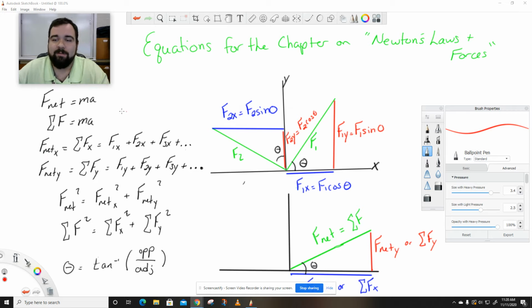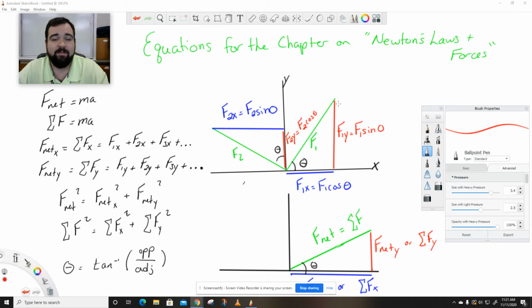So if we look at the example on the right-hand side, the F1x is going to be in the positive x direction. The F2x is going to be in the negative. So when you find the net x value, you're going to take F1x and subtract F2x. Now, if you're going to do the y values, so finding F net y, both y's act in the positive y direction. So you're just going to add those things together. Don't worry about subtracting anything.